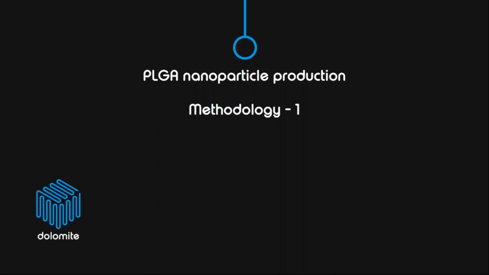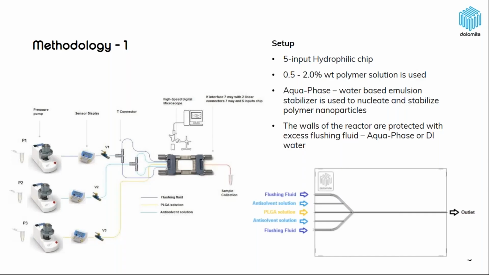So let me show you two methodologies that we commonly use for PLGA nanoparticle synthesis. Each has its benefits and drawbacks, and we can talk about each one individually. So system number one is based on what we call a 5-input chip.